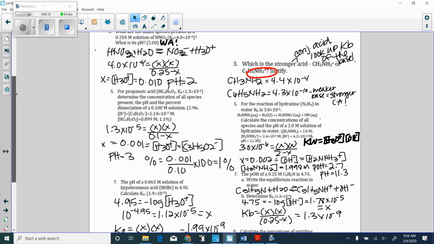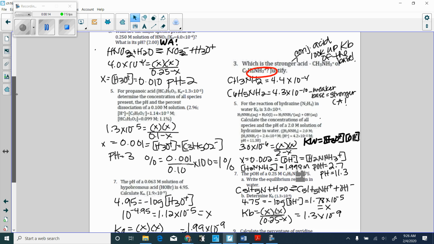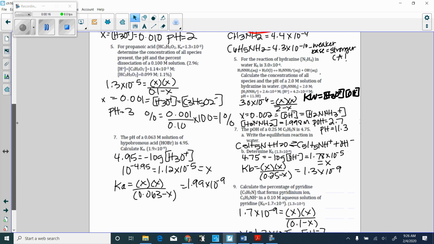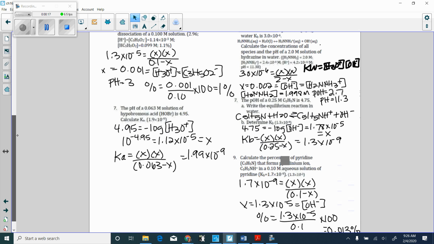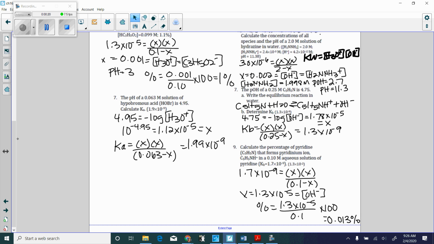What I wanted to say was number 3 is tricky. You need to look up the Kbs. Those are conjugate acids. And don't forget that percent ionization or dissociation is x over initial. Okay, I will post this on Schoology. Somebody already asked me to, just in case you didn't finish. You can finish it for homework.